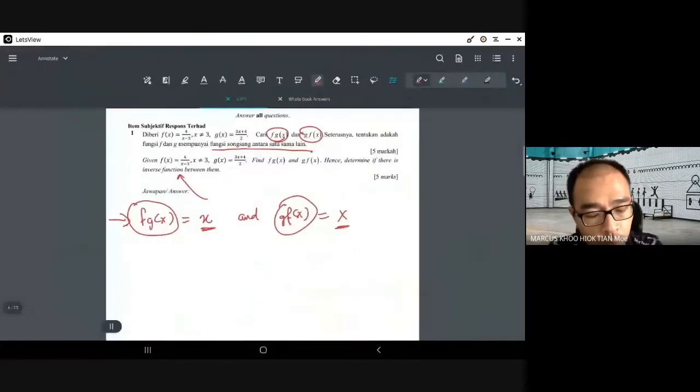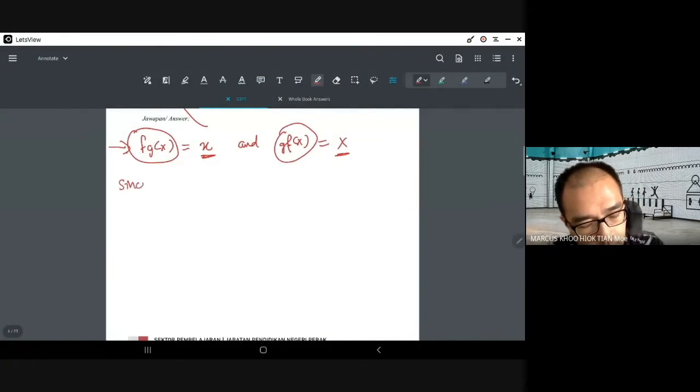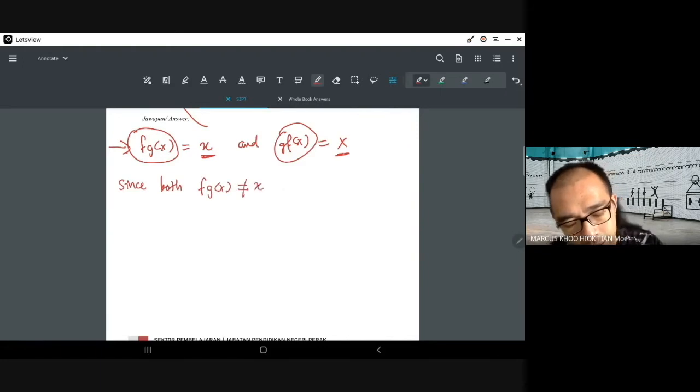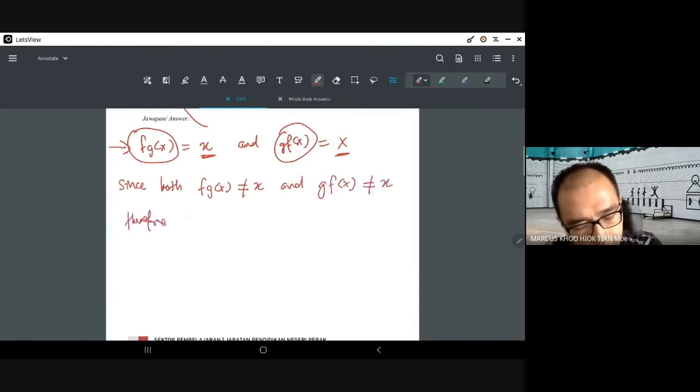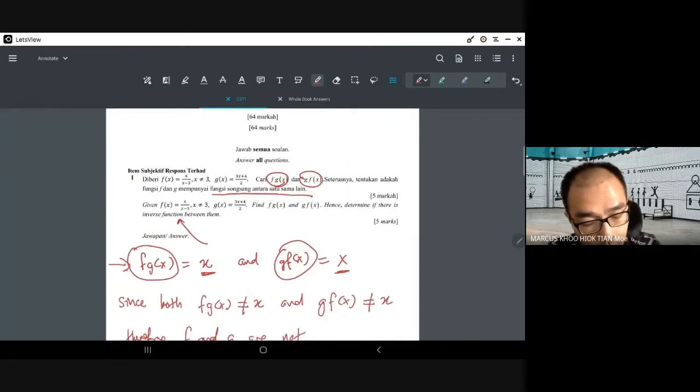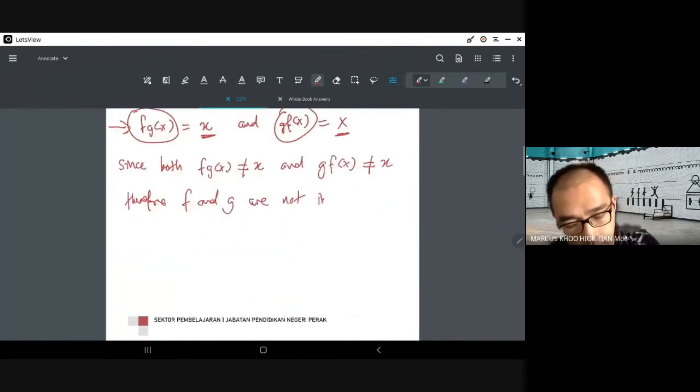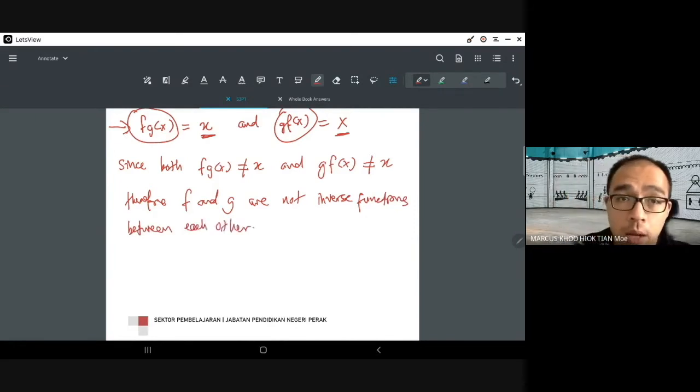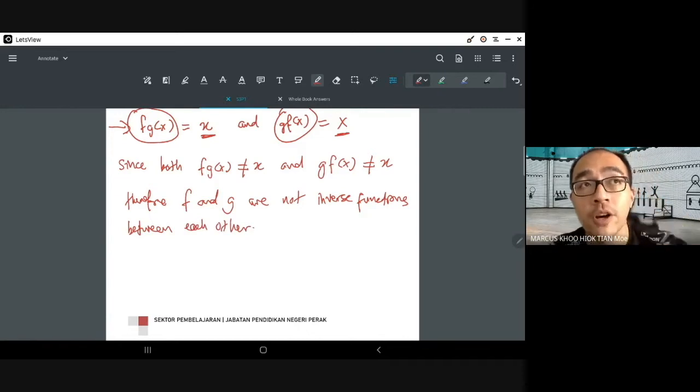So how I would have written it would be, since fg(x) is not equal to x and gf(x) is also not equal to x, therefore f and g are not inverse functions between one another. This is how I would write this. So this is more of a conceptual thing.